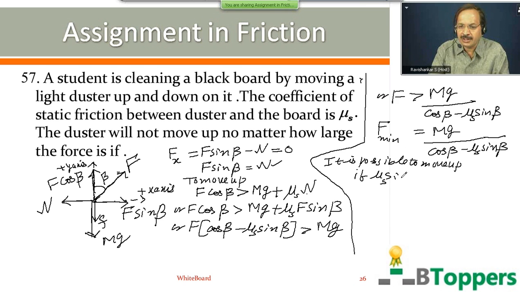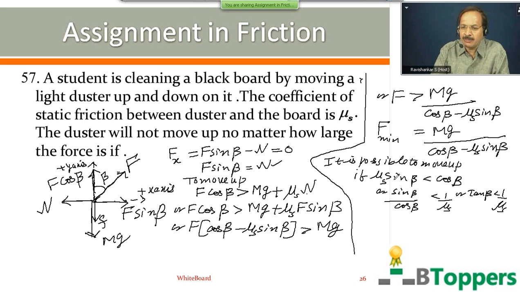So mu s sin beta has to be less than cos beta, or sin beta by cos beta should be less than 1 by mu s. So tan beta has to be less than 1 by mu s. Only then is it possible to move the duster upwards by applying any magnitude of force more than this minimum value.